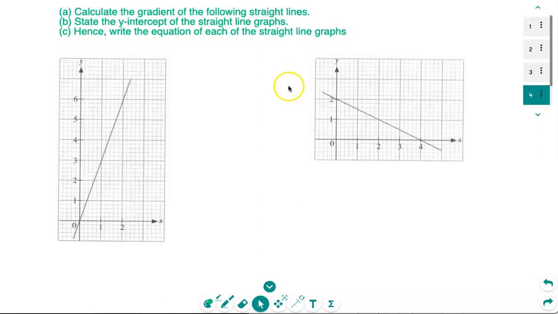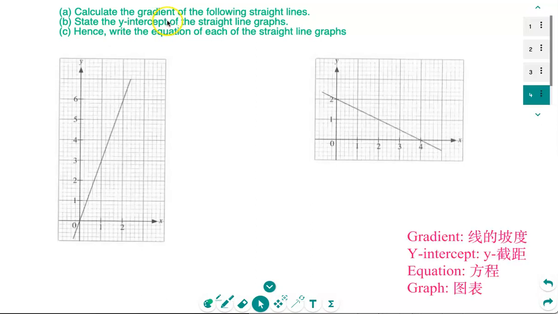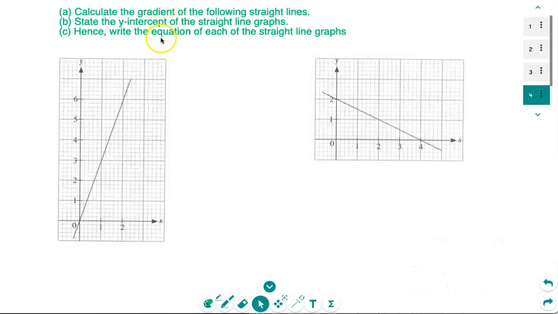So for this part, we're going to recap on three things. Number one, how to calculate the gradient of the straight line. Where do you get the y-intercept of the straight line? And using this tool, how can we calculate the equation or write the equation for the straight line? Alright, so number one, gradient.